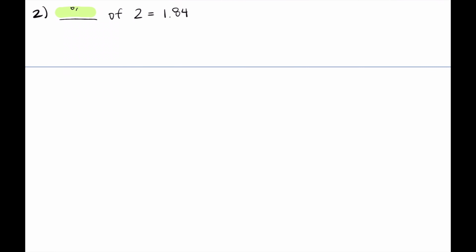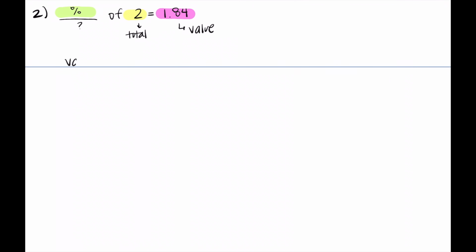We're going to go through here and we're going to highlight our total, our value, and what we're looking for. So let's go through and decode that here. We know that the blank, well, that's our percentage. That's what we're solving for. The 2 is our total and the 1.84 is our value.